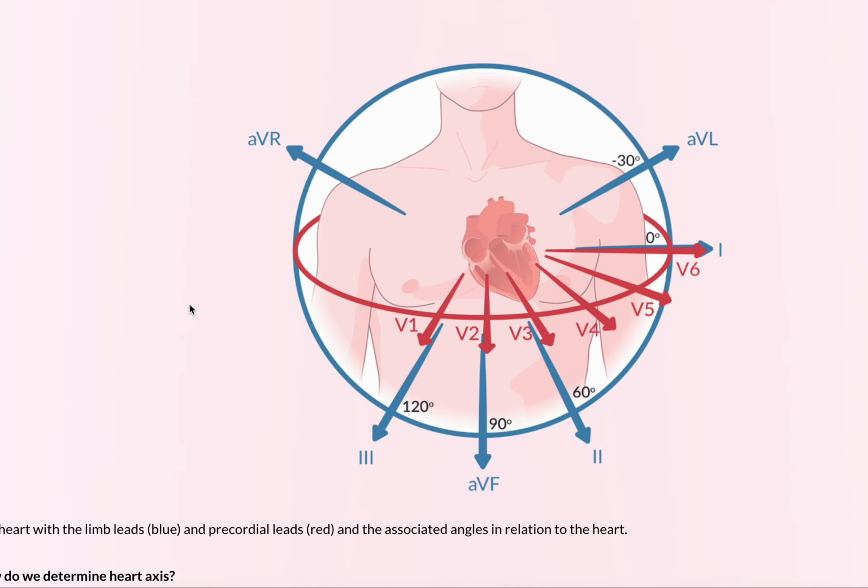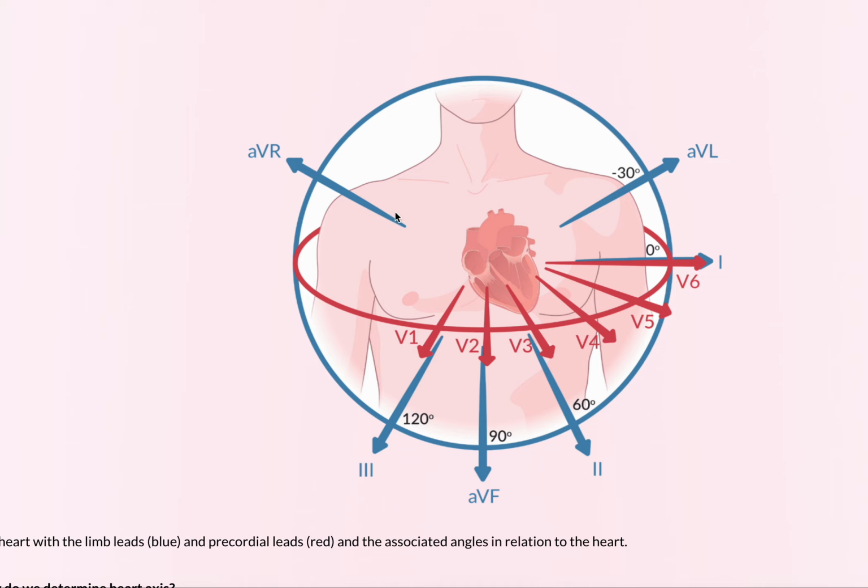Now as we said, AVR has an angle of minus 150 degrees, taking lead 1 as 0 degrees. So the net vector of ventricular depolarization is perpendicular to lead AVR, so perpendicular to minus 150. Now minus 150 plus 90 degrees is minus 60, and minus 150 minus 90 degrees is minus 240, or plus 120. So the heart axis is either plus 120 or minus 60.